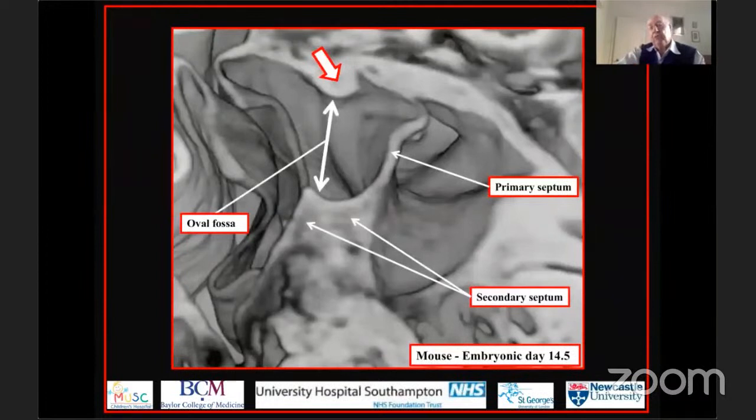And there at the roof, we now see the fold that many people call the septum secundum. It isn't a septum at all. It is no more than a fold, but it permits the primary septum to abut against it so as to close eventually the oval foramen.